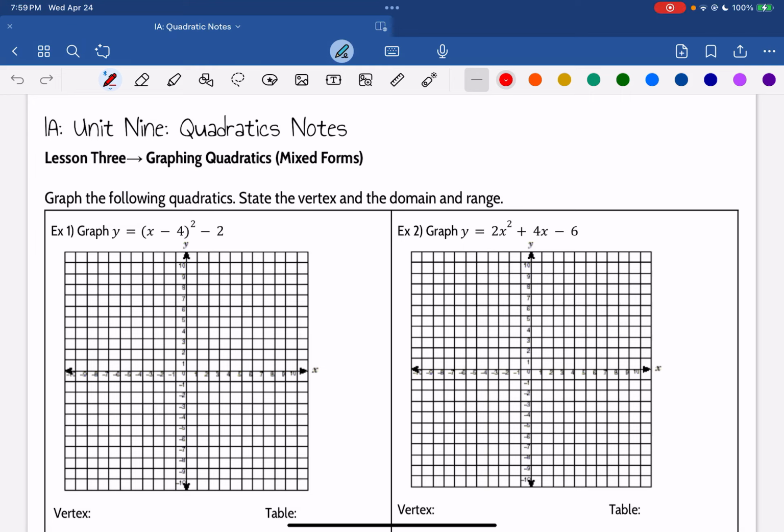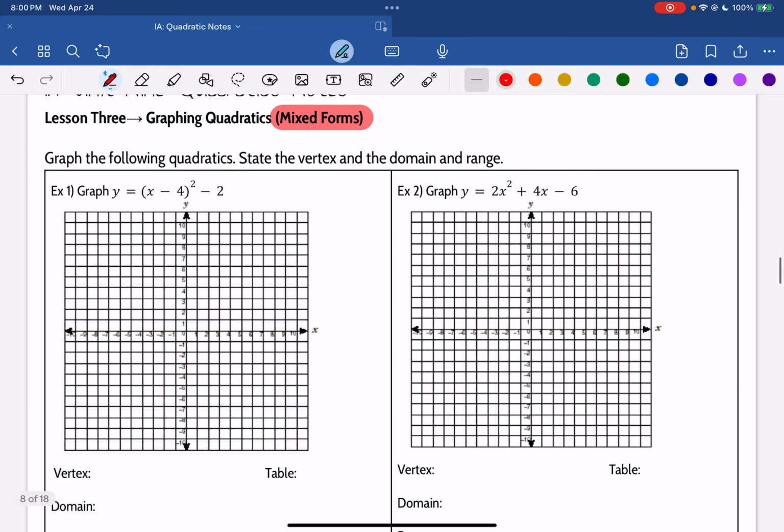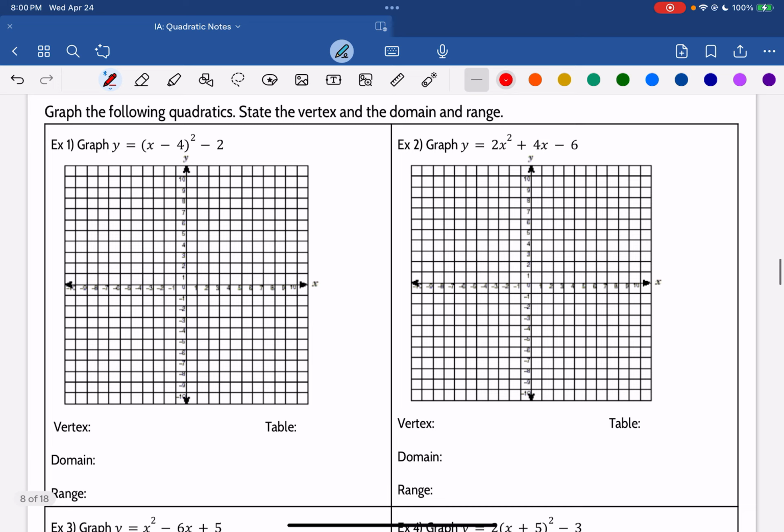This is Unit 9, Lesson 3, Graphing Quadratics, Mixed Forms. So when you see that mixed forms, it basically just means I'm going to give you either standard form or vertex form. So let's just graph the following quadratics, state the vertex and the domain and range.